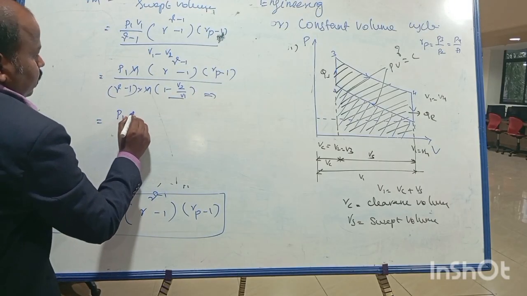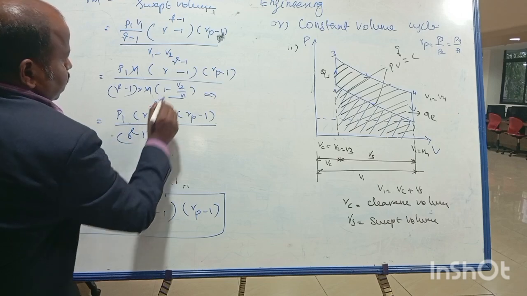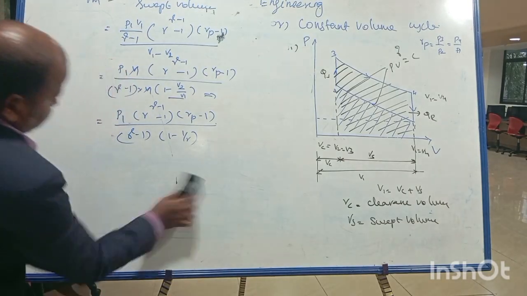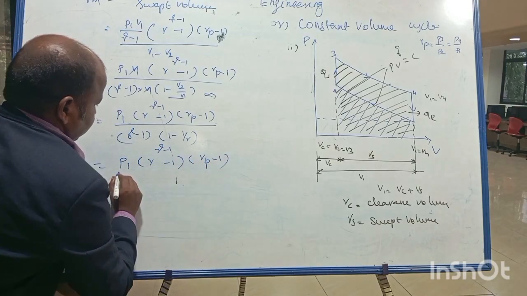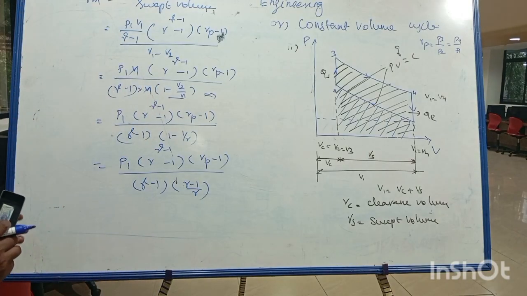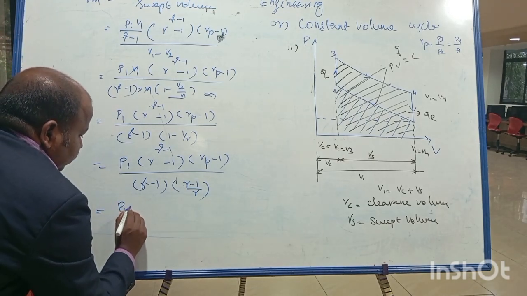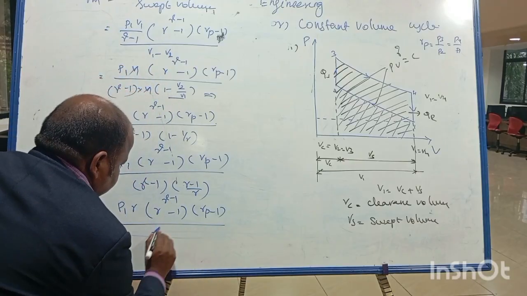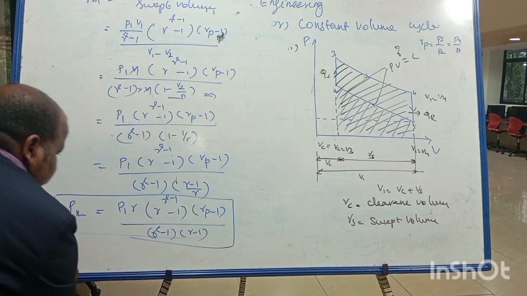P1 into R power gamma minus 1 into Rp minus 1 divided by gamma minus 1. This V2 by V1 is nothing but 1 by R, so 1 minus 1 by R. Now I am going to cross multiply this one. That is P1 into R power gamma minus 1 into Rp minus 1 divided by gamma minus 1 into R minus 1 divided by R. Now I am going to take this R to the numerator. So mean effective pressure PM is equal to P1 R into R power gamma minus 1 into Rp minus 1 divided by gamma minus 1 into R minus 1. So this is the final formula for mean effective pressure of Otto cycle.